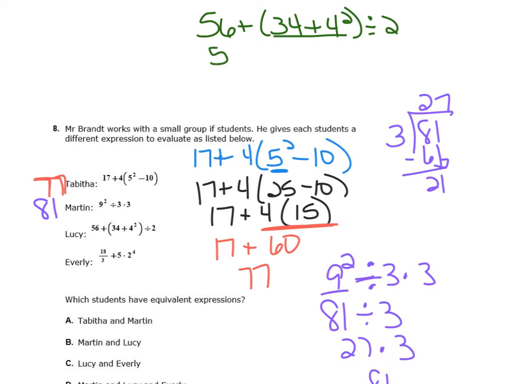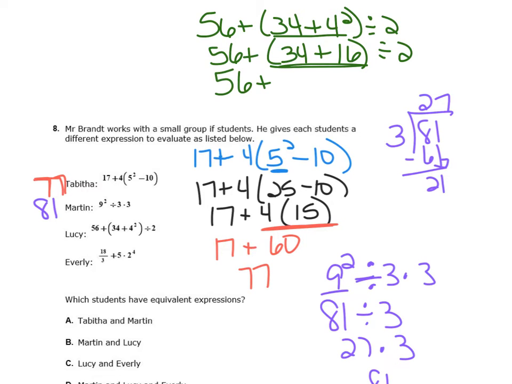So we're going to do 56 plus 34, and 4 to the second power is 4 times 4. 4 times 4 is 16, divided by 2. Then we have the parentheses. 56 plus 34 plus 16, that's going to be 6 plus 4 is 10, carry the 1. 1 plus 3 is 4, plus 1 is 5, divided by 2.